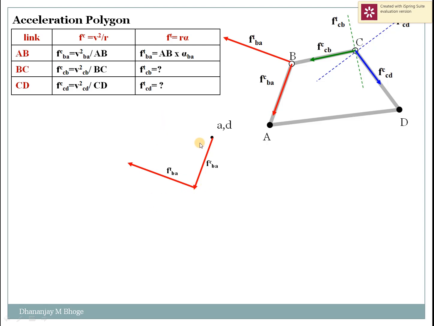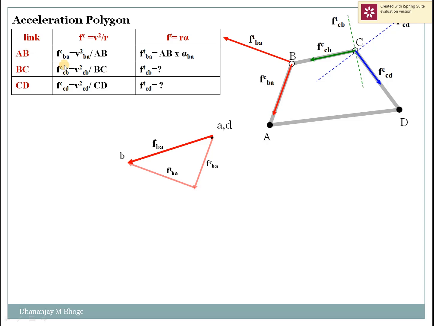Now the resultant FBA will be represented by vector AB. So this point is nothing but point B. FBA is represented by vector AB. So this is point B. Now we have done for link AB, we have plotted both these components, added both these components to get the resultant FBA.